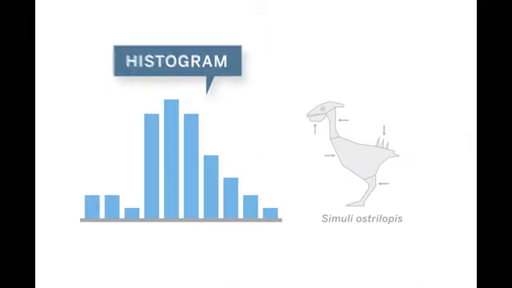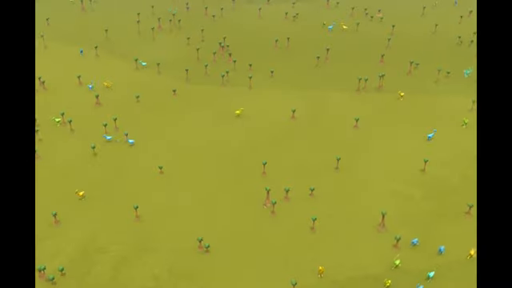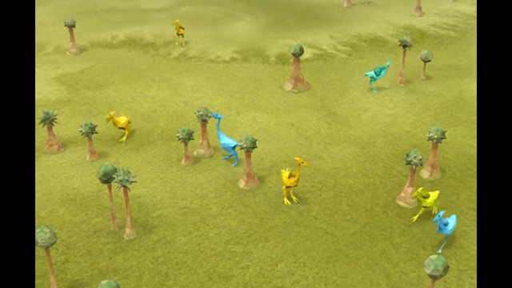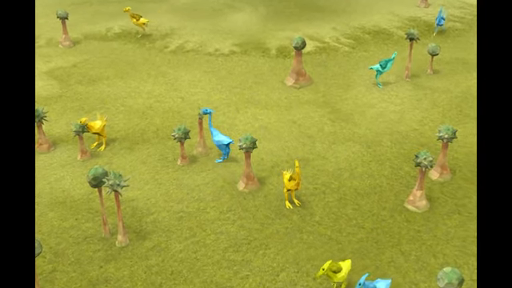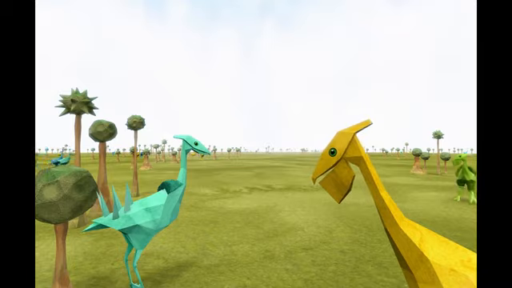Biologists use graphs called histograms to show variation in populations of organisms. Let's look at a population of australopes to understand how histograms can show variation. If you look at the australopes, you can see that although they are all from the same population, they are all different from each other.